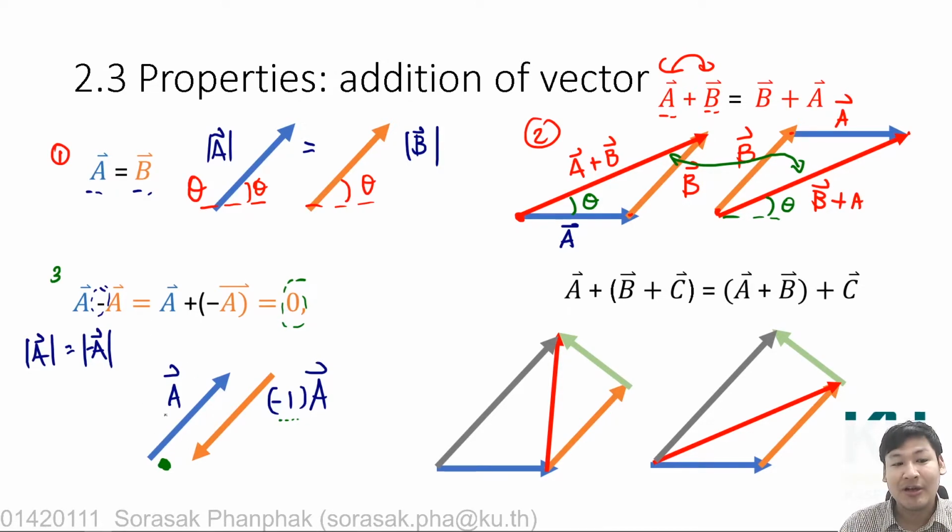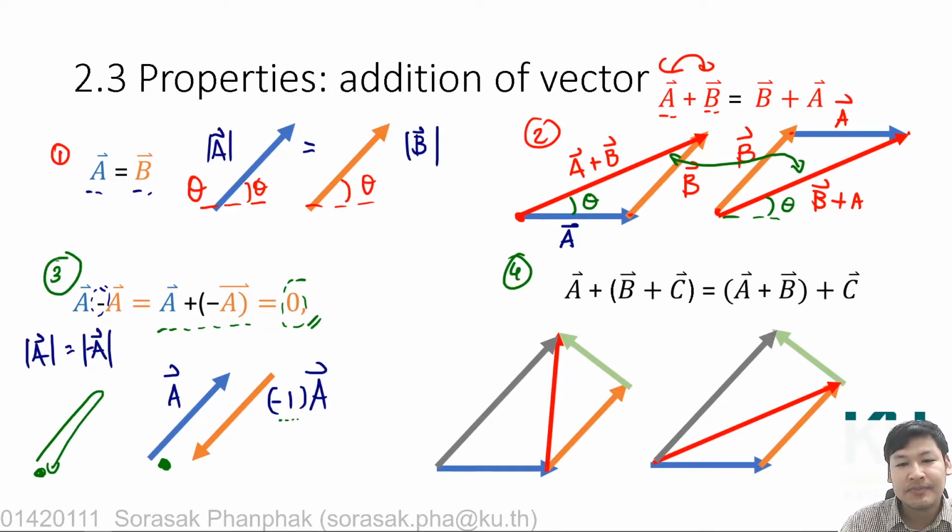So the resultant of these vectors is zero. I mean, you walk forward and walk backward, so finally you are still at the same position. So this is the identical vector that minus each other. How about the other ones?